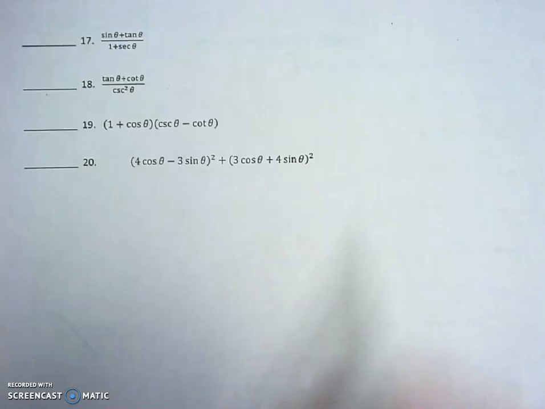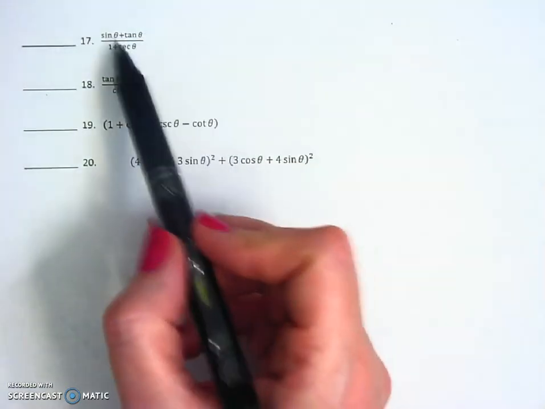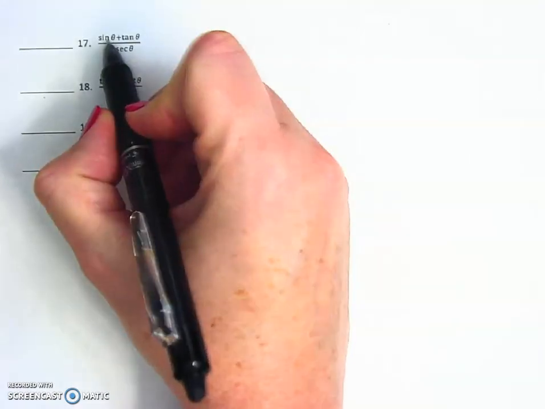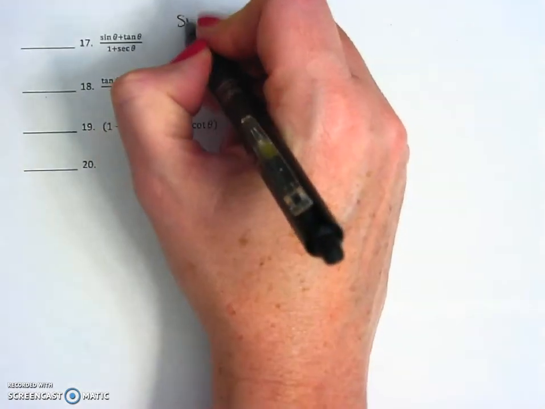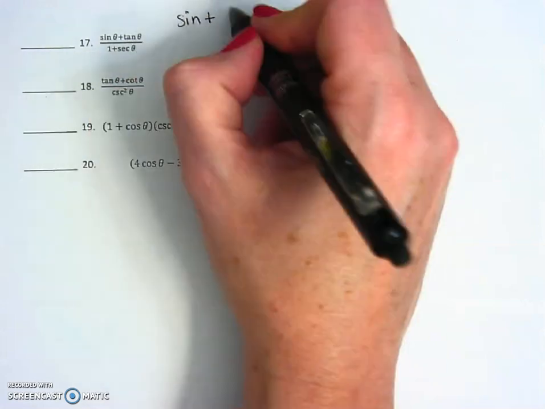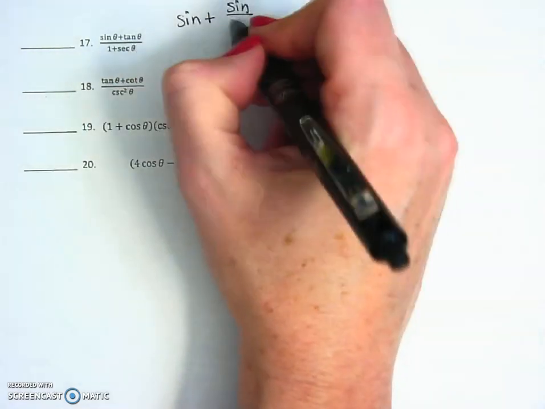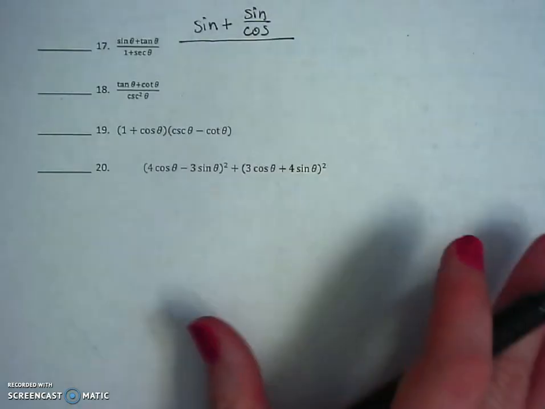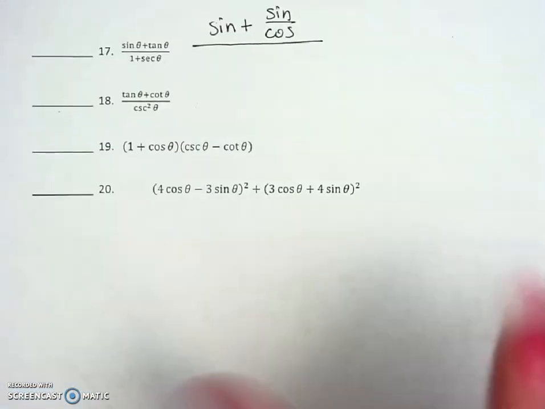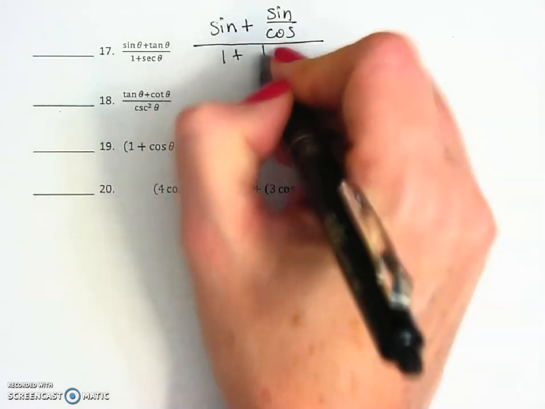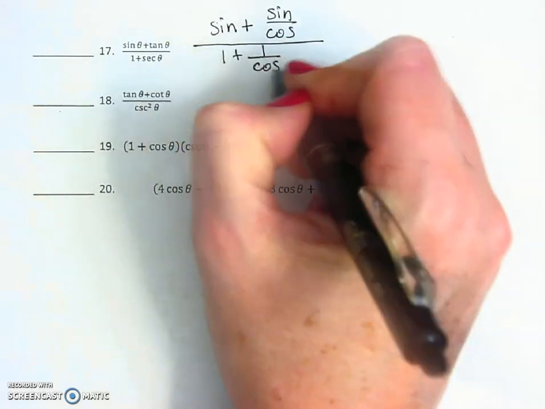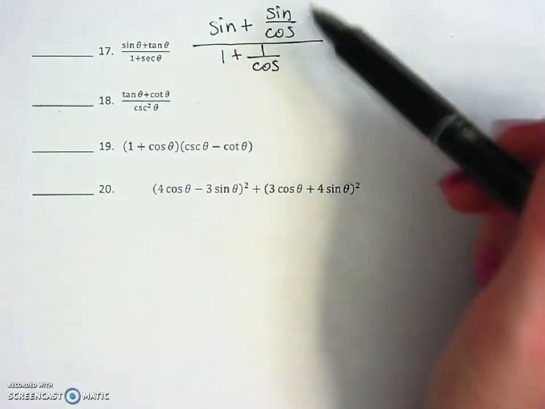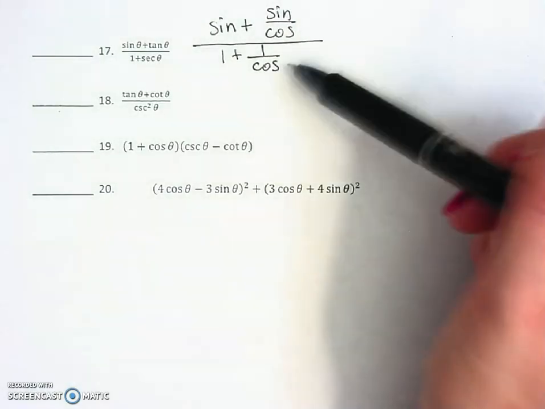On 17, I am going to start by rewriting my trig identities. I can't rewrite sine, so it's going to stay that way. I can rewrite tan as sine over cosine. And on the bottom, I can rewrite secant as 1 over cosine. So now I have a fraction with fractions in the numerator and denominator.